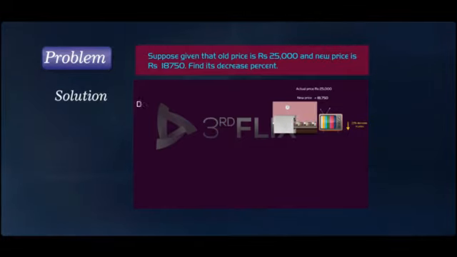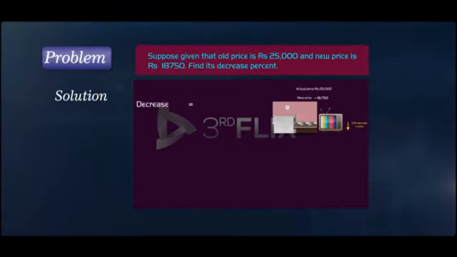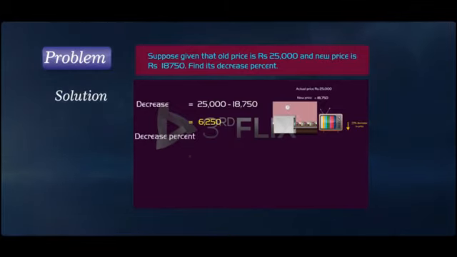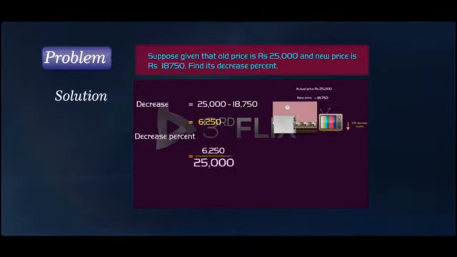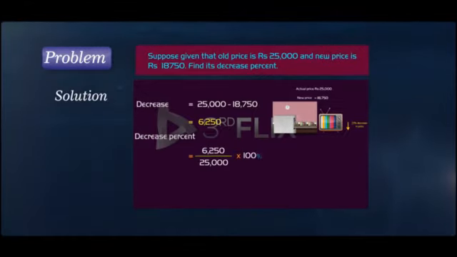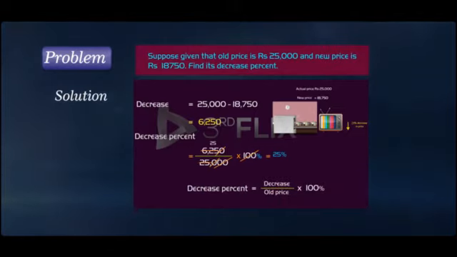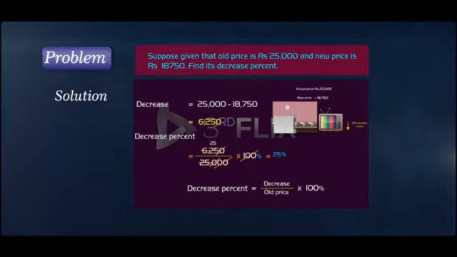Solution. Decrease is equal to 25,000 minus 18,750, which equals 6,250. Decrease percent is equal to 6,250 divided by 25,000 into 100%. It is equal to 25%. Therefore, decrease percent is equal to decrease by old price into 100%.